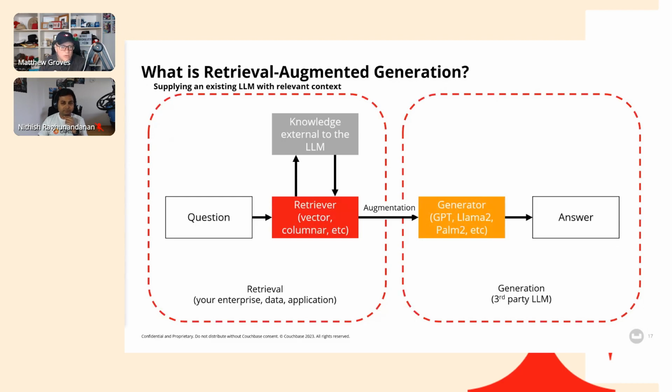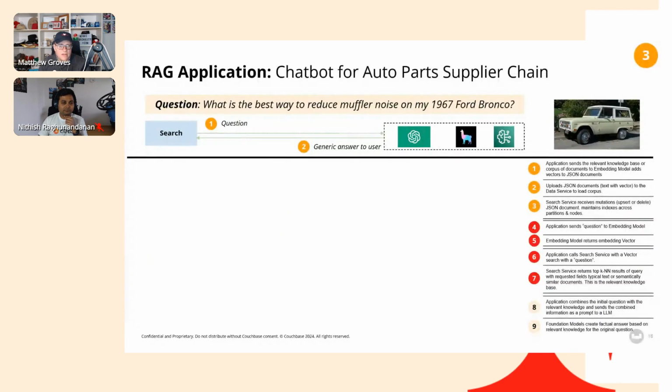So that's just a quick example. I want to walk you through a flow of how this might work. We're just going to talk about a chatbot for an auto parts supplier chain. You can imagine someone at AutoZone or Advance Auto sitting at their computer, or maybe someone going to the AutoZone website, typing in this question: how do I reduce muffler noise in my 67 Ford Bronco? And they could just go to ChatGPT directly, right? That might give an okay answer, maybe not, depending on what ChatGPT has access to, but we can do better with RAG. So let's walk through that process here.